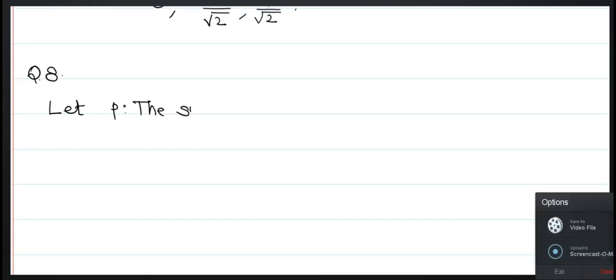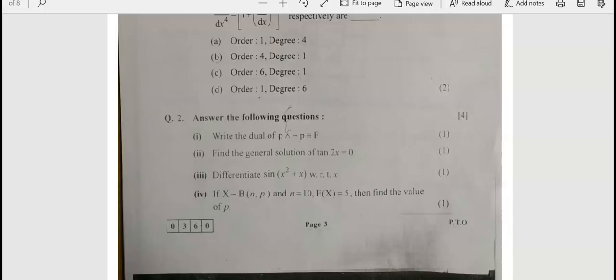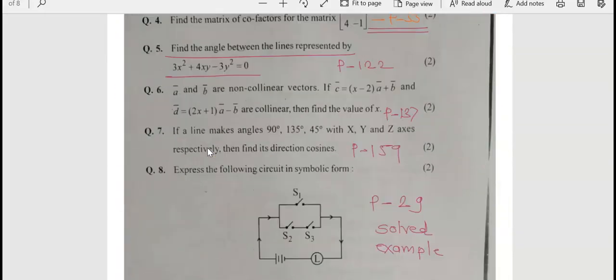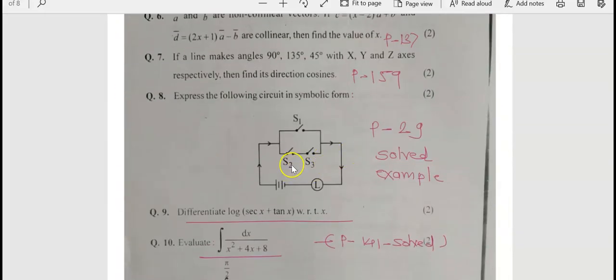That is, we will see the question again. This is the question. See this here, S1, S2 and S3. S1 is parallel with S2 and S3. These two are parallel. S2 and S3 are in series. Now we'll construct here.